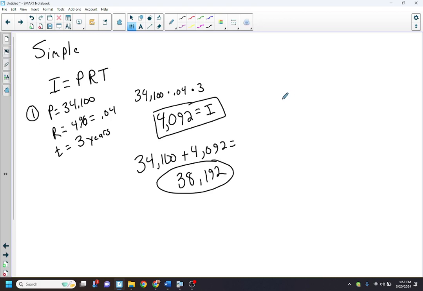All right. The next one, we need compound interest. So the back of the page. No, wait, that's continuous. That's the continuous one.